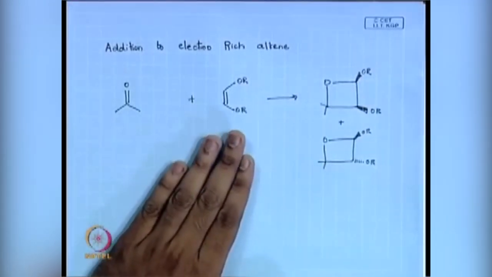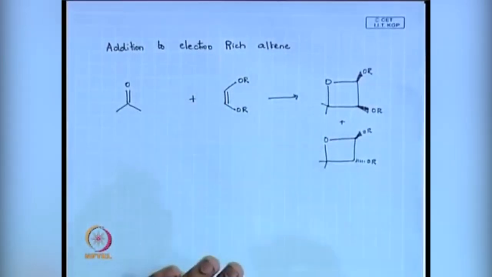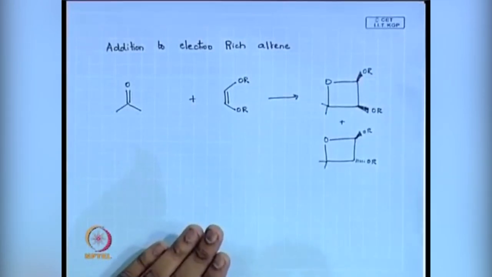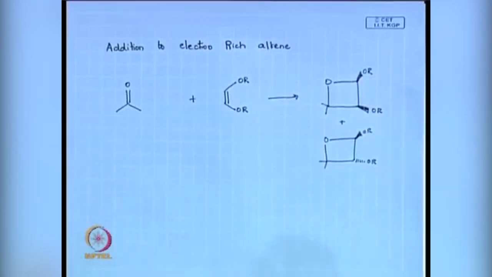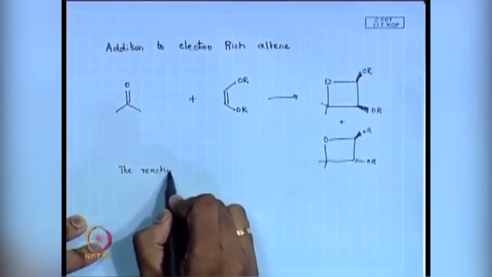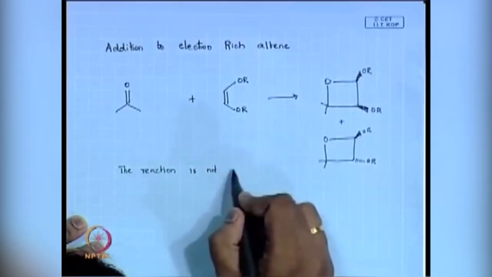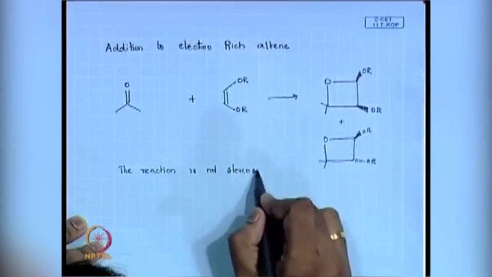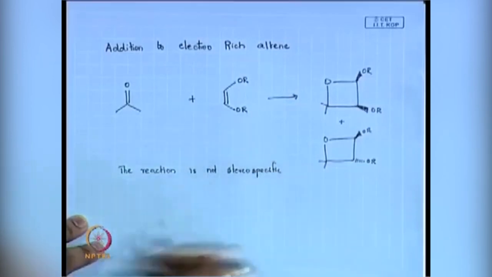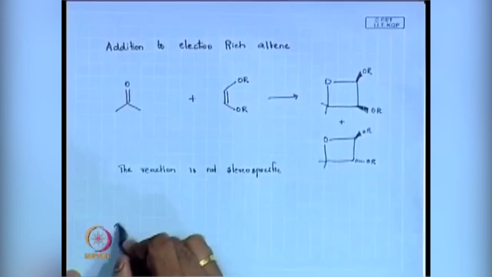See, I am taking only a cis alkene, okay. I am getting a product like this. So what does it mean? The reaction is not stereospecific, okay. See, ketone addition to an electron rich alkene, the reaction is not stereospecific. This will be very helpful when you write the reactions. Okay, electron rich alkenes are not. We will come and find out the reason why later.